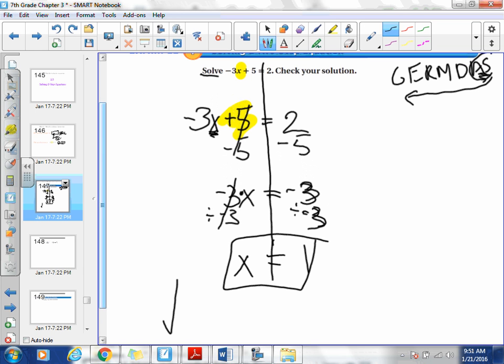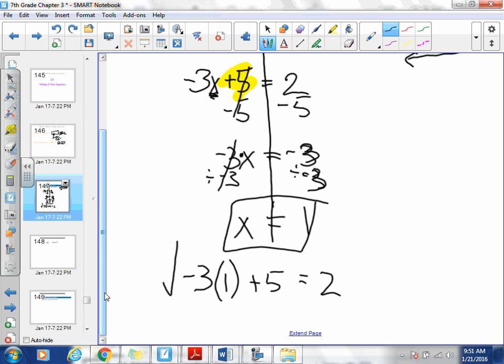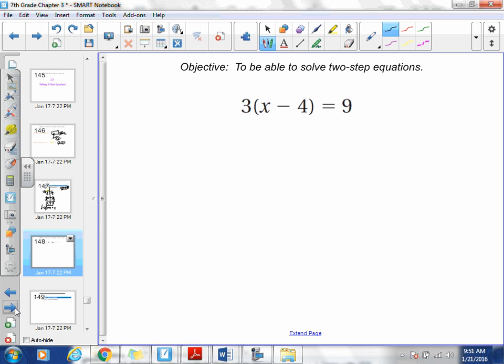I should always check my answer, so down here I'm going to rewrite my original equation, negative 3 times x, where we think x is 1, plus 5 equals 2. I want to make sure, is that true? Did I get the right answer? Negative 3 times 1 is negative 3. Negative 3 plus 5 is 2. So we solved that one correctly. If you need more time to write this down, pause. I'm going to go on to the next one.